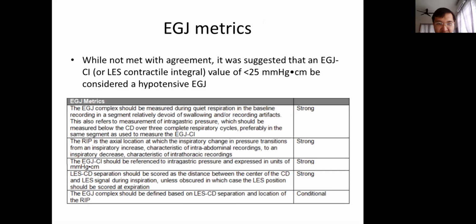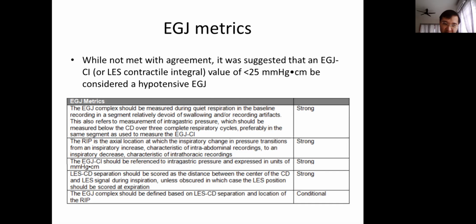Okay. But this is just one example of the way they classify it, right? They haven't standardized the way to classify EGJ morphology at the moment, so it's just one example to show you. On top of that, they did mention something about EGJ-CI, which is EGJ contractile integral, something like DCI, but it happens over the EGJ region. Some of the systems allow us to measure it, but at the moment, they haven't really defined the significance of EGJ-CI yet.